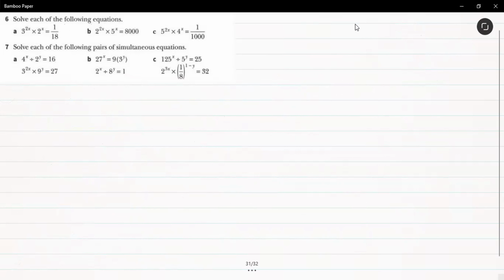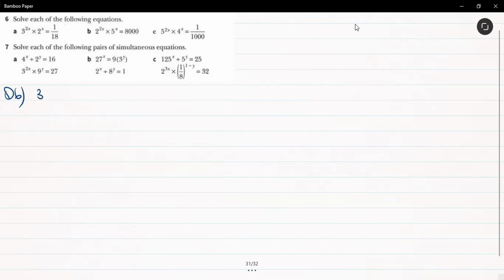Hey everyone, this is the Math Nexus, and today we are going to continue with exercise 3.2. We'll jump straight into question number 6. There's one new concept in this, but we are going to get to it as we solve through our questions.